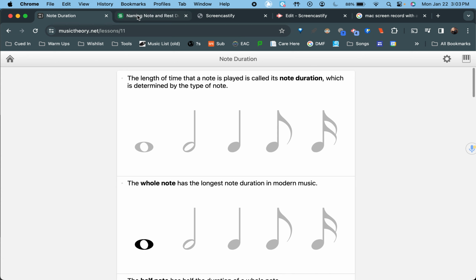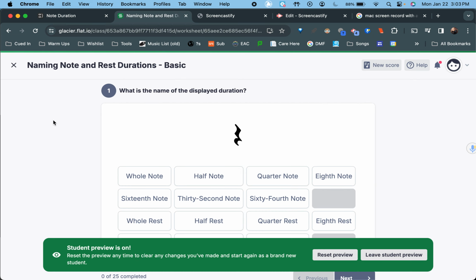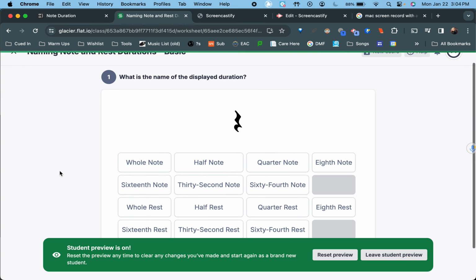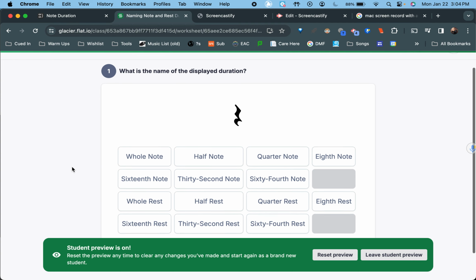Okay. So with that, you are going to go to Flat. You have an assignment here. It's called Naming Note and Rest Durations Basic. Okay. So there are three types of questions in here. It should look like this, and it's going to give you what's the name of the displayed duration.